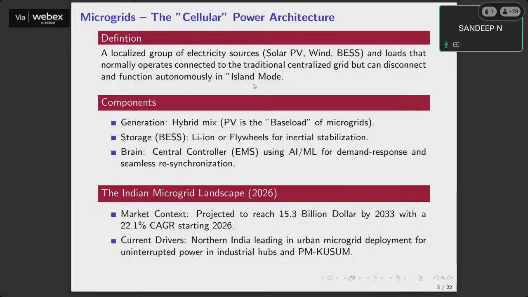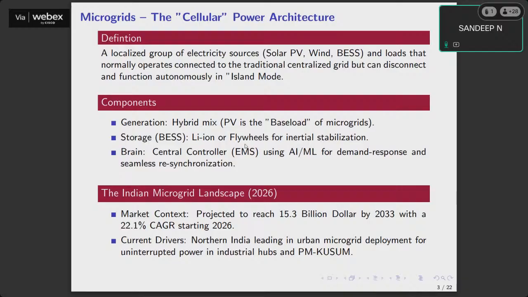So what are the typical components of a microgrid? On the generation side, we can have a hybrid mix of wind, solar, and so on, whereas PV is typically considered as the base load source of a microgrid. When I say load, that means what it supplies. So PV can be considered as a source that takes care of the base load of a microgrid. And we can have storage, a battery energy storage system, or a flywheel for inertia management. That is different.